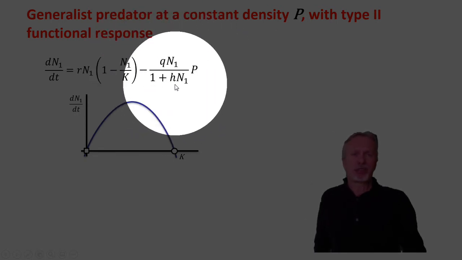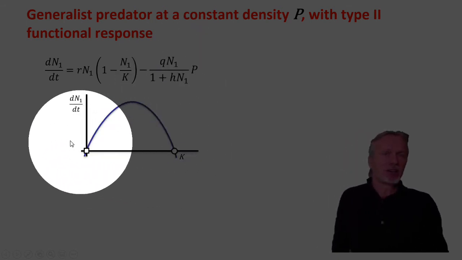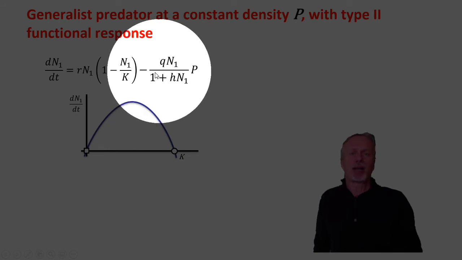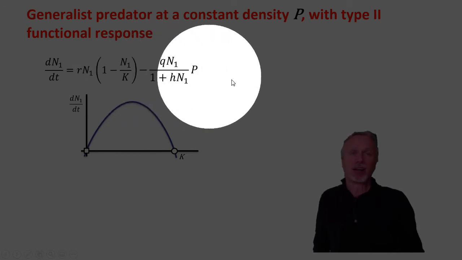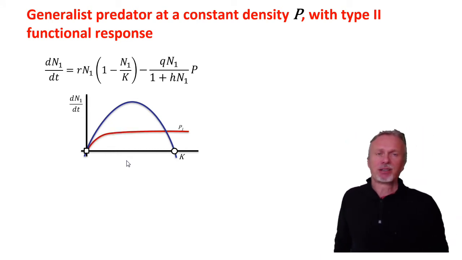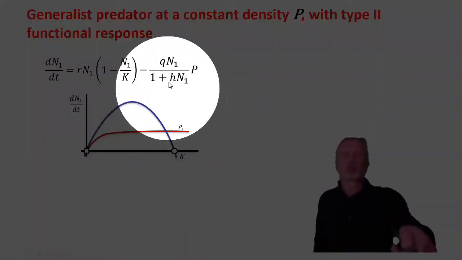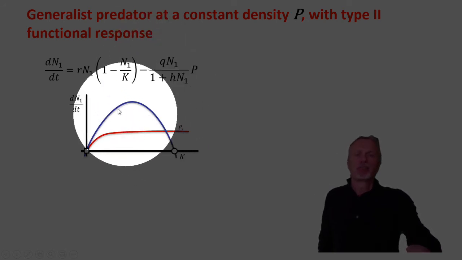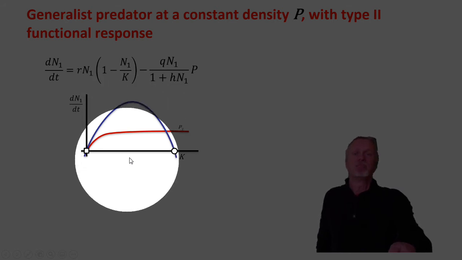And then we have to add this term here, and this term is an increasing saturating function, as we know, of the prey density. Here on the horizontal axis, we have the number of prey, N1. For small N1, this is linearly proportional with a slope Q, and for large N, it levels off to an asymptote, and P is constant. This is a loss term due to predation. So the rate of change in the population is going to be given by the difference between the blue curve, which is the recruitment rate per unit time, minus the predation rate.